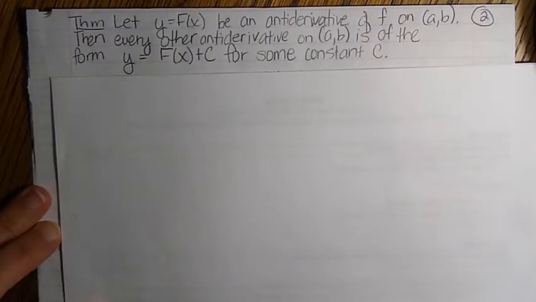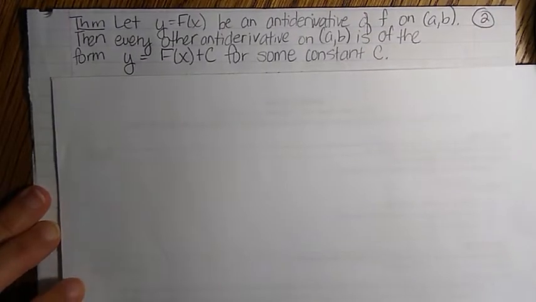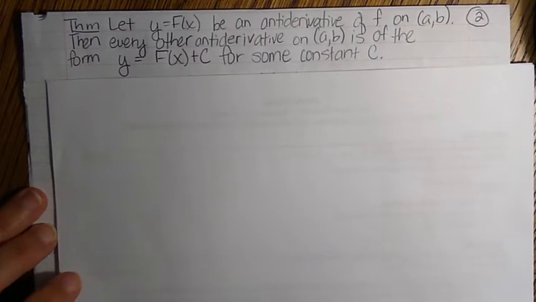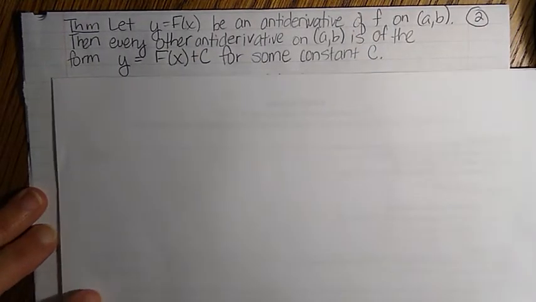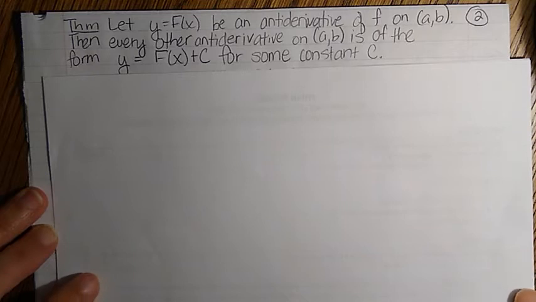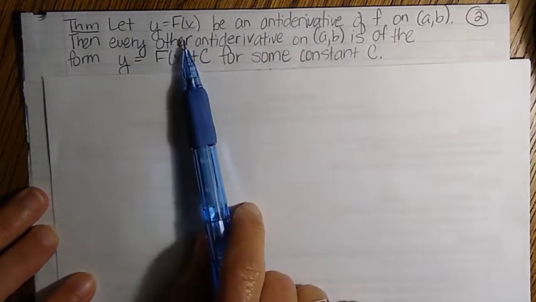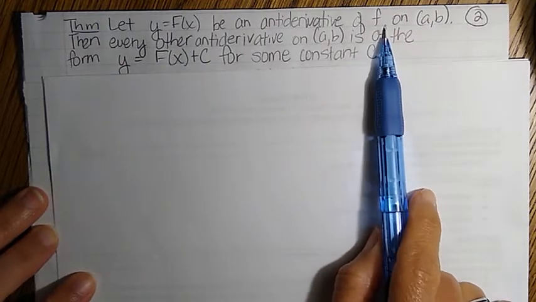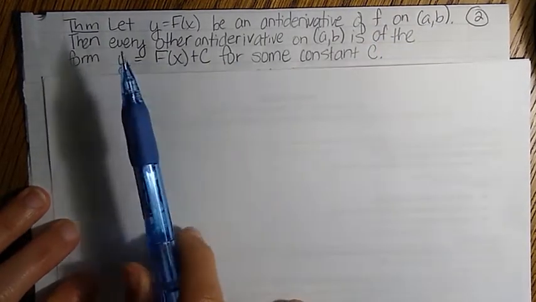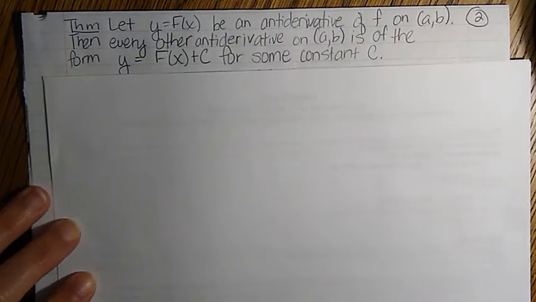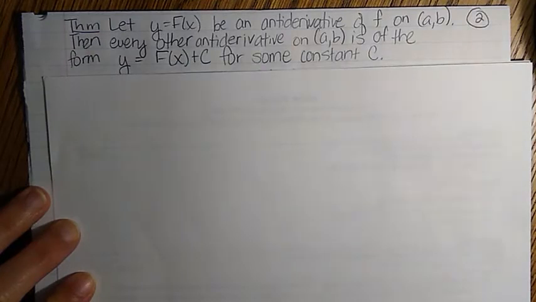As we noticed in the previous video, there's not just one right guess for whose derivative am I in the anti-differentiation game. And that leads us to the following theorem. If capital F is an antiderivative of function lowercase f on an interval from a to b, then every other antiderivative on that same interval is of the form capital F plus c for some constant c.